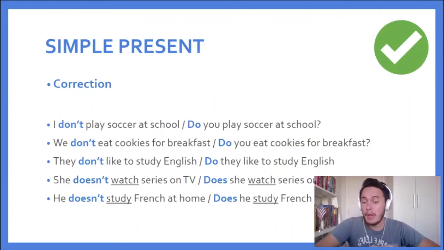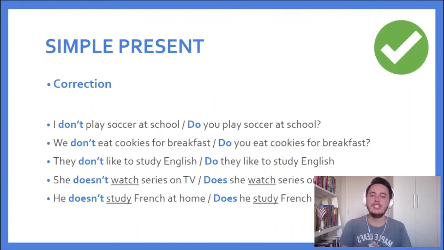So number one, the example one, I don't play soccer at school. In interrogative, do you play soccer at school? The second phrase, we don't eat cookies for breakfast. And interrogative, do you eat cookies for breakfast? They don't like to study English. Do they like to study English? There's a question mark missing there. Sorry. She doesn't watch series on TV.